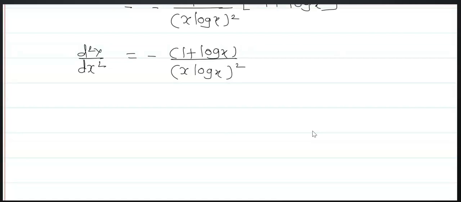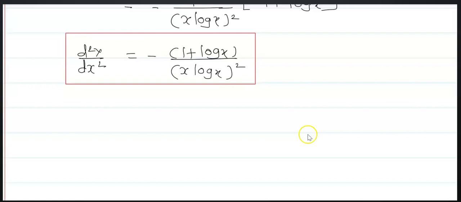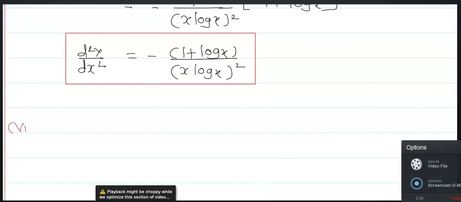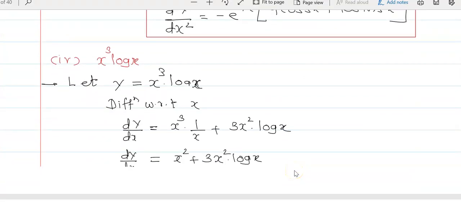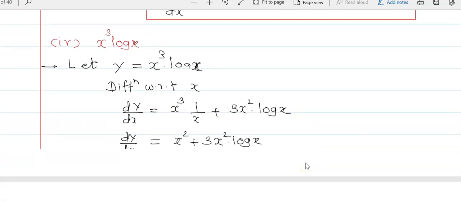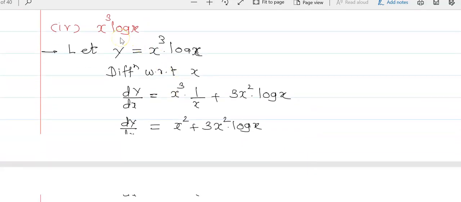Now next is x raised to x. Very interesting and famous problem. We'll see this. But before that, I will show what I had written on the board. I think I had not shown this. X cube log of x. This was the fourth one.